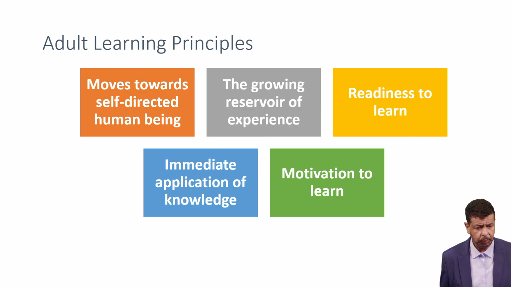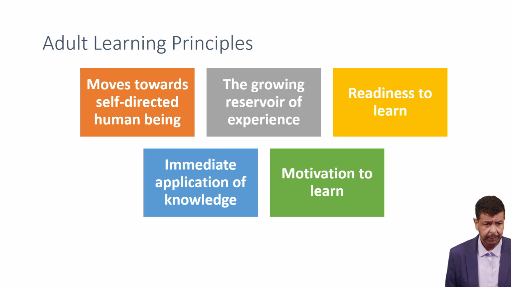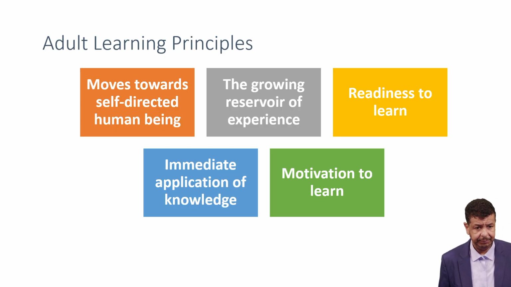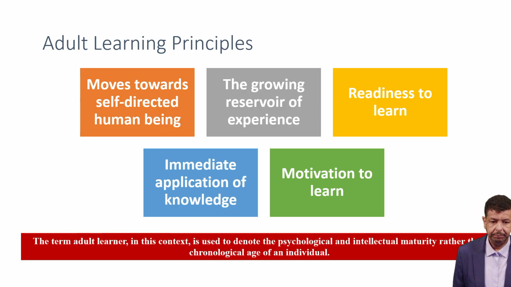This is very important. So what are the principles? The principles include the adult learner. They have self-directed learning. They have experience, readiness to learn, and they need immediate application of the knowledge, and they have motivation. So this is a very important fact. The term adult learning in this context is used to denote psychological and intellectual maturity rather than chronological age of the individual. It's not related to age. It is related to psychological and intellectual maturity.